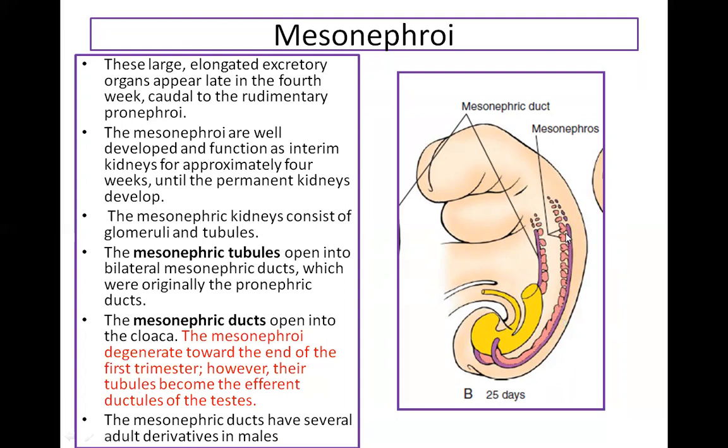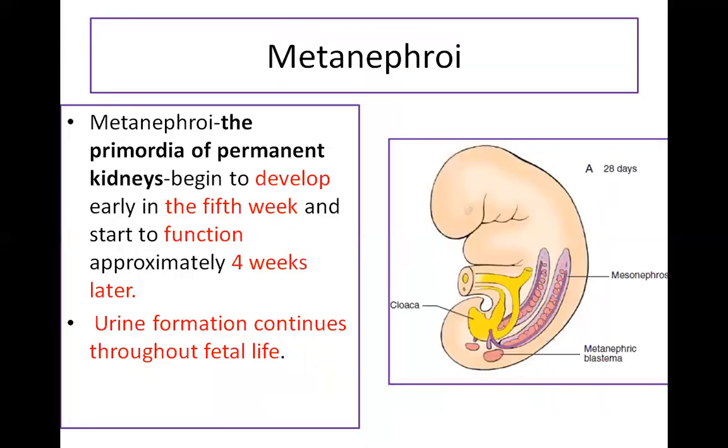The mesonephric tubules open into their respective mesonephric ducts, which were originally the pronephric ducts, and these mesonephric ducts open into the cloaca. So the glomerular part of the mesonephros will degenerate towards the end of the first trimester. However, the tubules remain and become the efferent ductules of the testis. The mesonephric duct has several adult derivatives which we will see in our later slides, and it is an important question which is frequently asked.